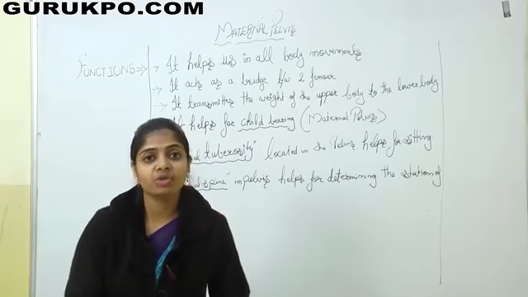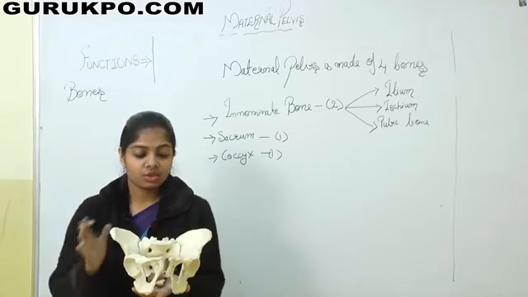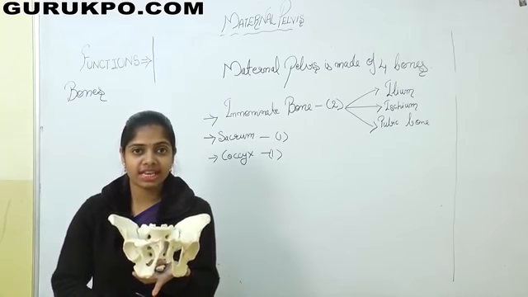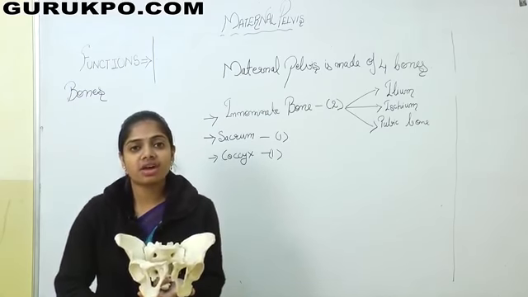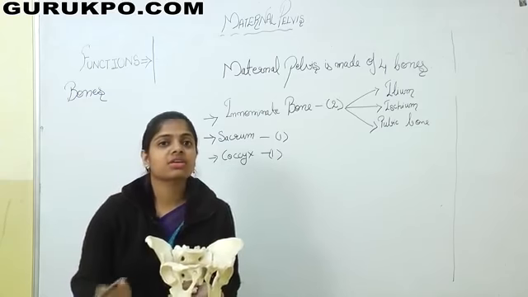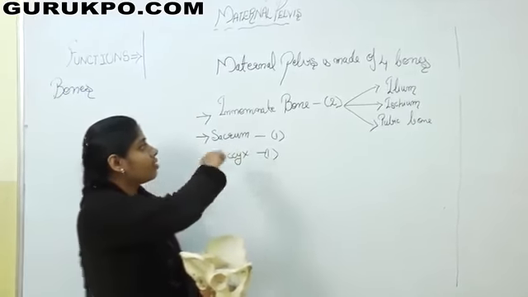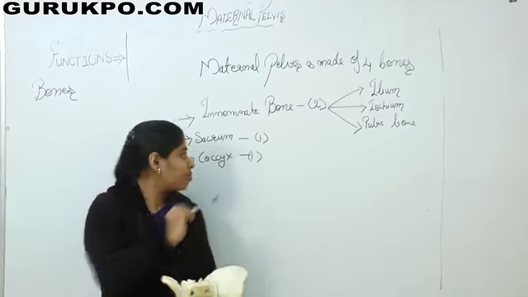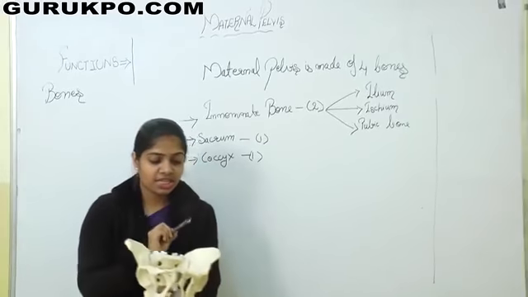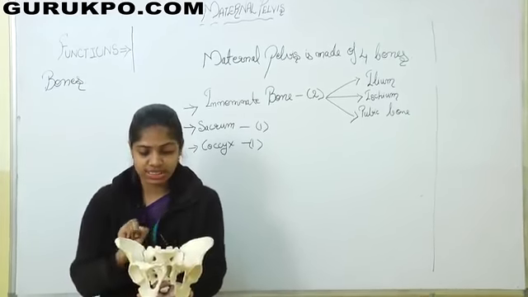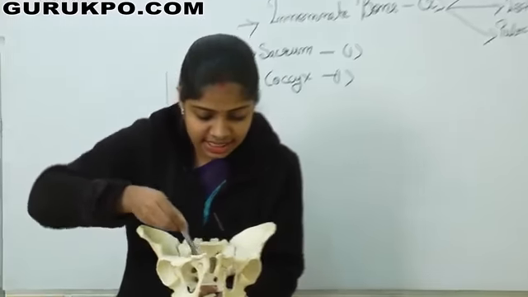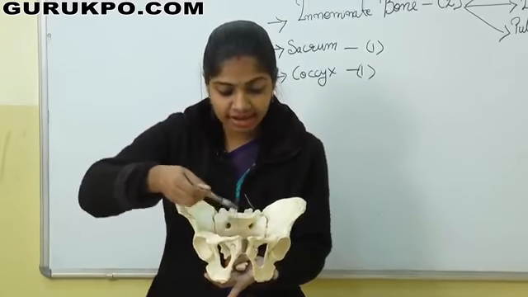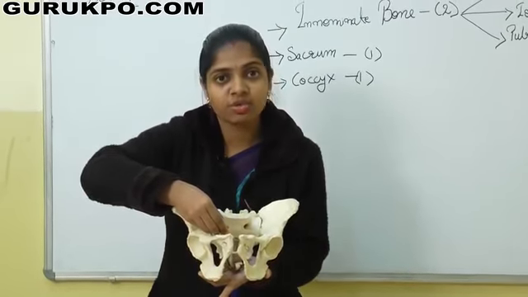Now we will discuss the bones of the pelvis. This is the pelvis, and this is how to hold the pelvis, like this. Now we will discuss what the bones of the pelvis are. The pelvis consists of two innominate bones, the sacrum and the coccyx. These are the two innominate bones. This is the sacrum and this is the coccyx.